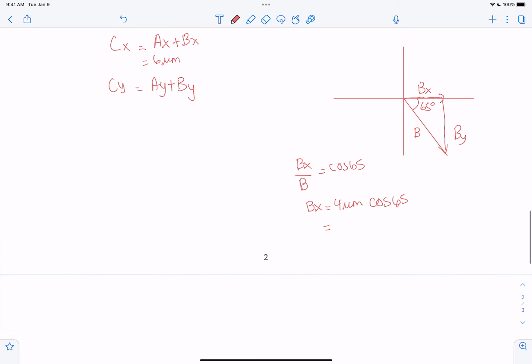And then by will just be sine. By over b is equal to sine 65. Remember, cosine is adjacent over hypotenuse. Sine is opposite over hypotenuse. And that's opposite to the angle and adjacent to the angle when we're saying opposite and adjacent. So someone got 1.69 for bx. And for by it's 4 micrometers times sine 65, right?